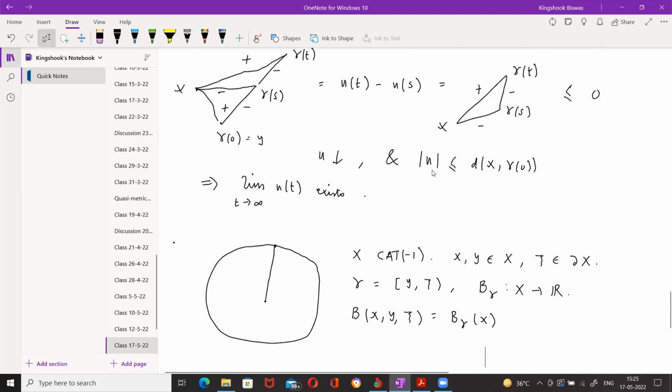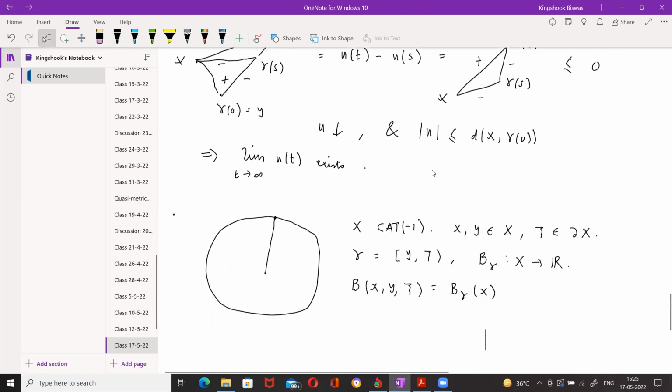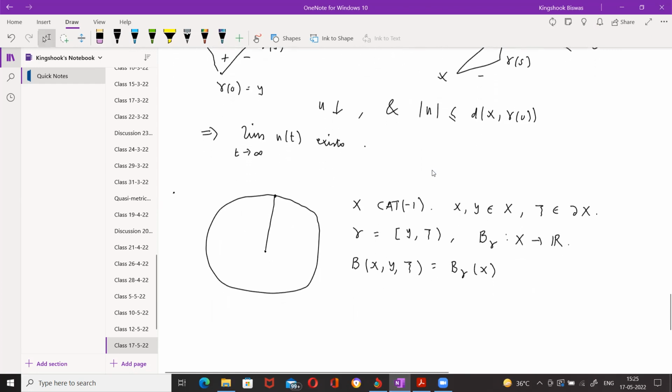So what is this? Let me draw it like this. In the notes it's a bit different, but here's x and here's y. This is my geodesic gamma from y to xi, and I'm taking points along this geodesic and looking at the difference between them, a plus here and a minus here, right? Yes, okay.